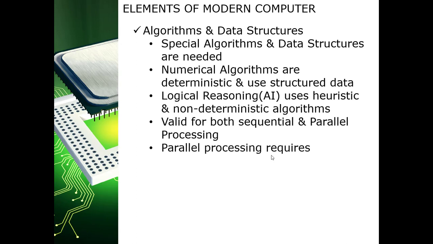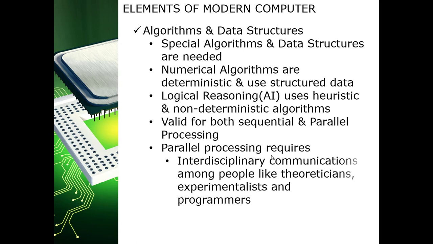Finally I said parallel processing needs interdisciplinary communication among theoreticians, experimentalists and programmers. That means it needs proper communication between the users and the programmers. Based on that communication, people have to arrange the parallel computing model, I said. With this point I concluded the last session.